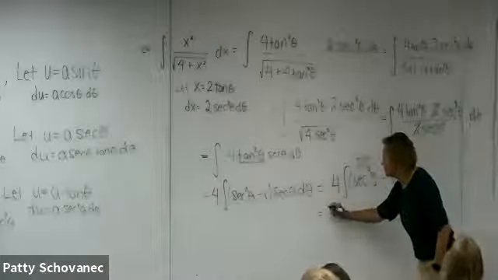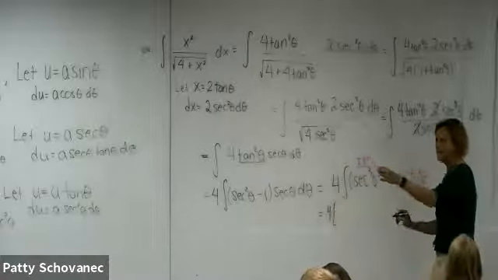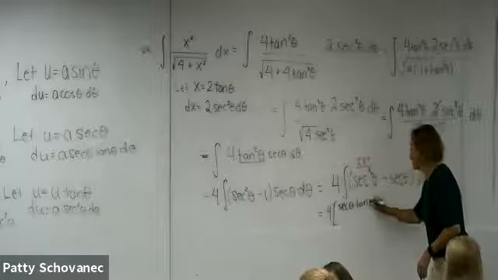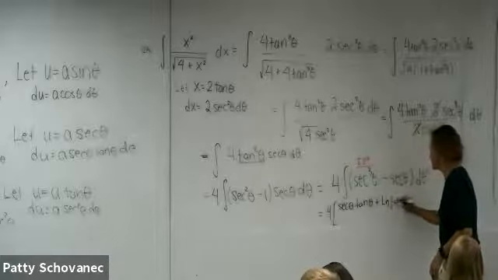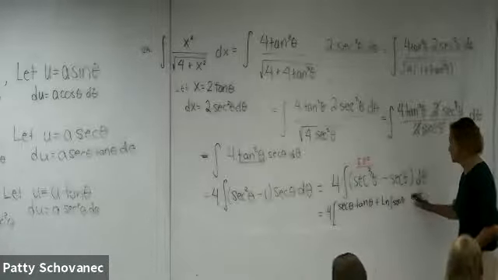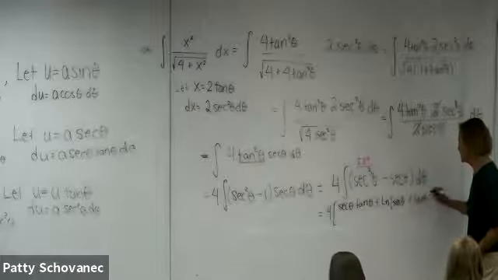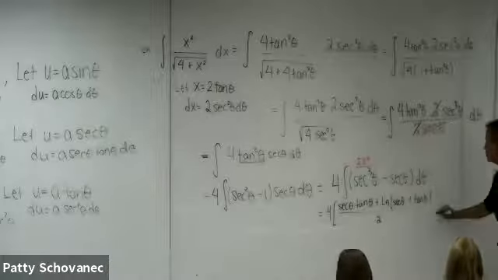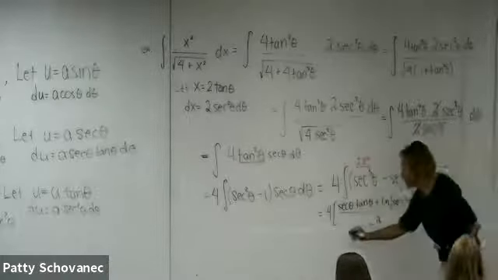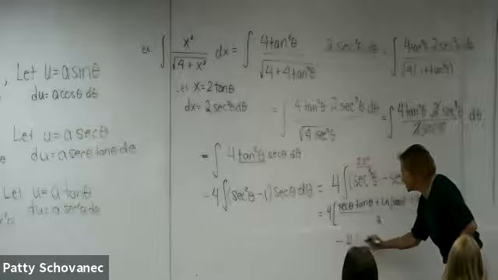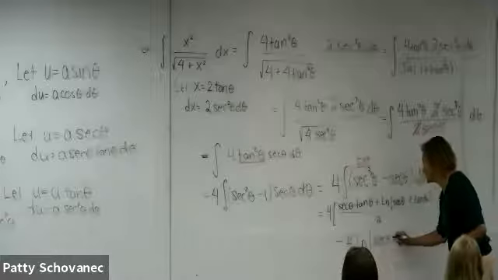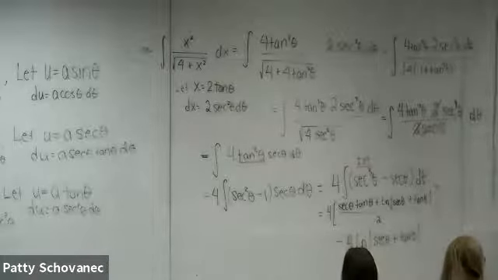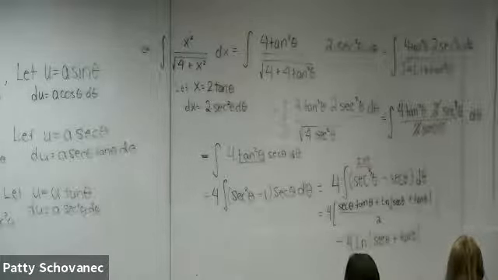So I have 4 times all that stuff over 2. Secant theta, tan theta, plus the natural log of the secant theta, plus the tangent of theta. All of that's over 2. And then minus 4 times that integral. So minus 4 times the natural log of secant of theta plus the tangent of theta. Hey, look, I'll be able to combine those if you want to.